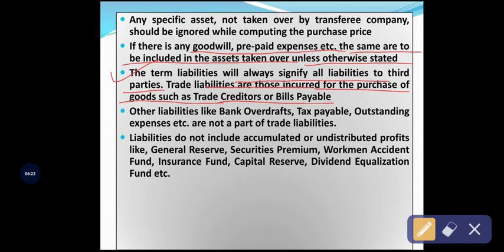So the transferee company will take over all the liabilities of the transferor company, on behalf of the transferor company, for payment to the third parties. That's why the term liability always signifies payment to third parties. Therefore, all the trade liabilities are those incurred for the purchase of goods, such as trade creditors or bills payable.